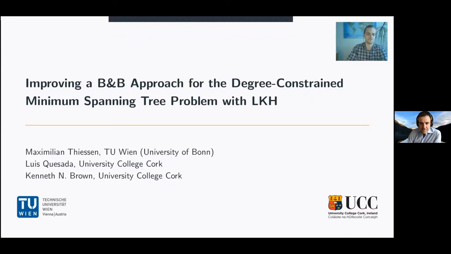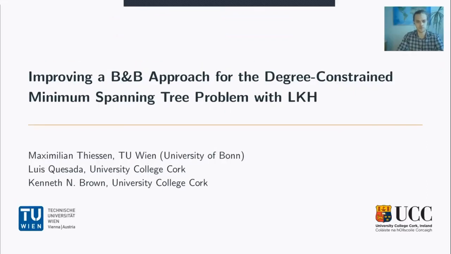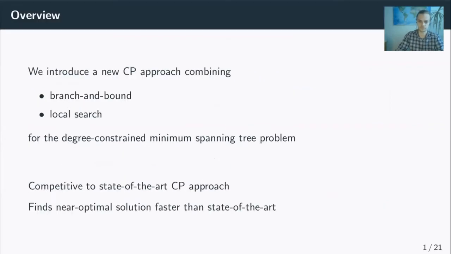Hi, my name is Max. This is joint work with Louis Quesada and Ken Brown from University College Cork. I'm from the TU Wien and was formerly at the University of Bonn, where most of this work happened. Improving a branch and bound approach for the degree constrained minimum spanning tree problem with LKH.